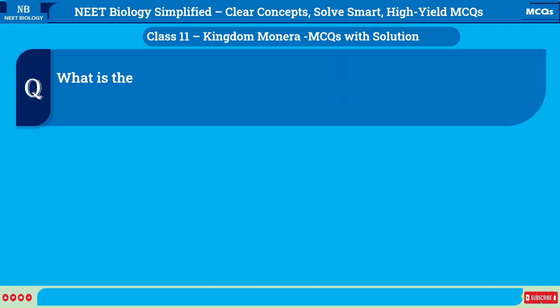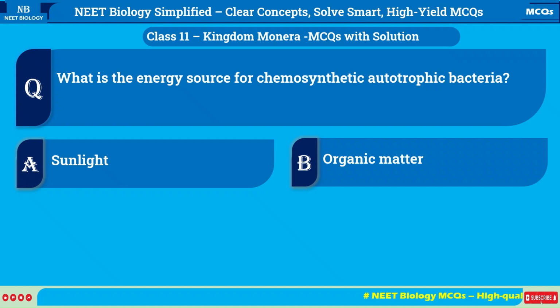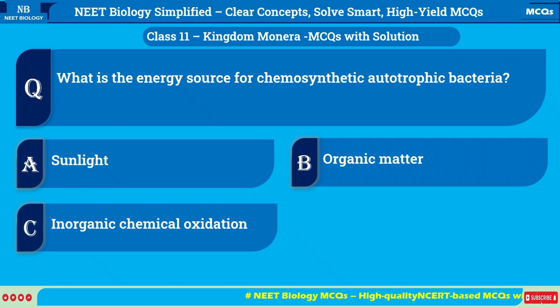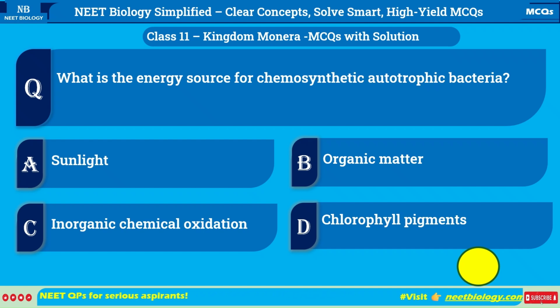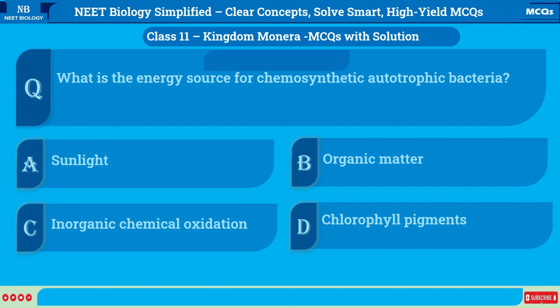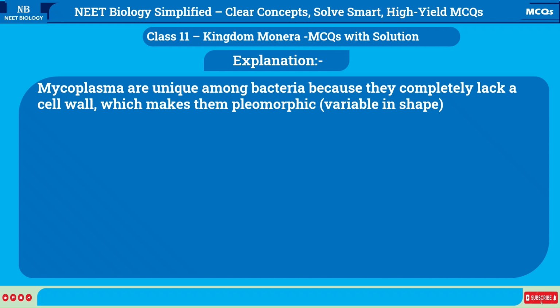What is the energy source for chemosynthetic autotrophic bacteria? A. Sunlight. B. Organic matter. C. Inorganic chemical oxidation. D. Chlorophyll pigments. Explanation: chemosynthetic autotrophic bacteria obtain energy by oxidizing inorganic substances such as ammonia, nitrites, or hydrogen sulfide.